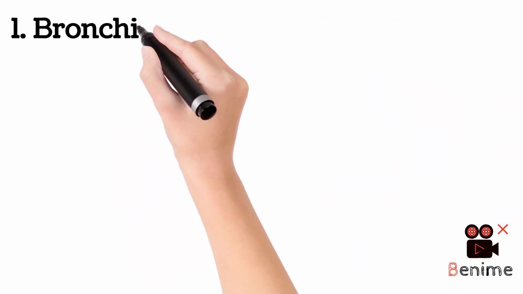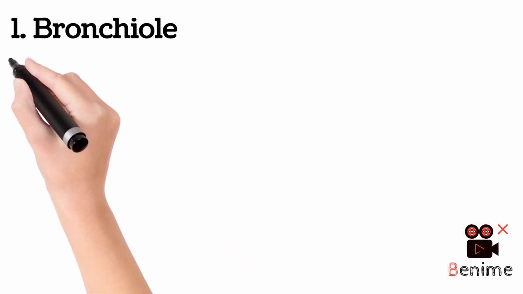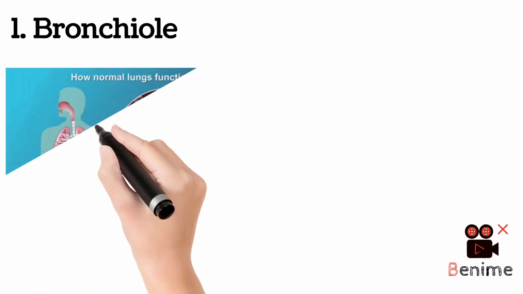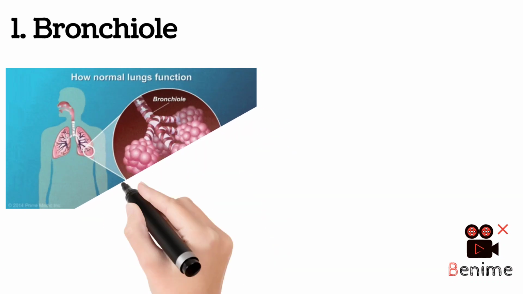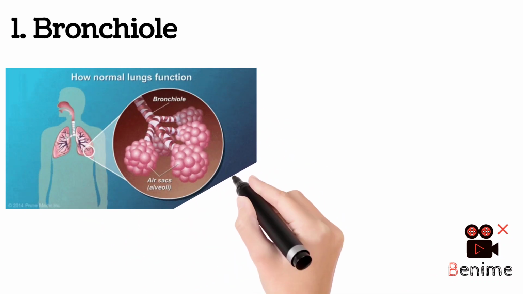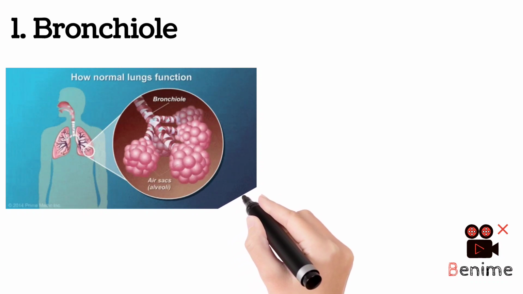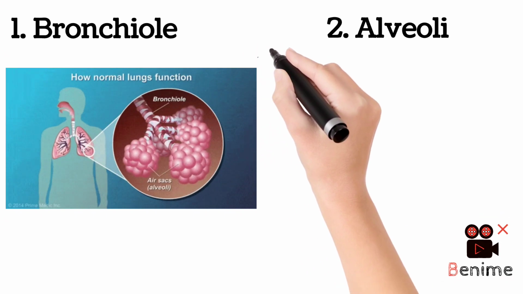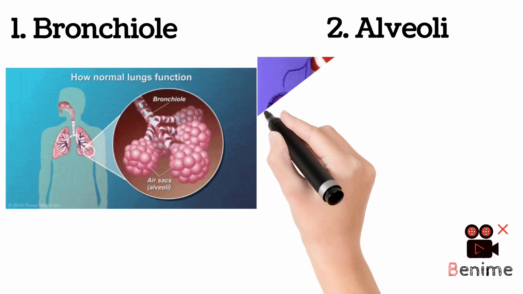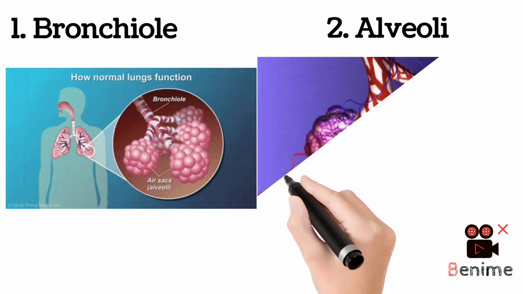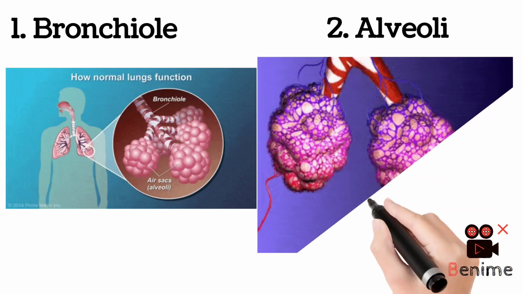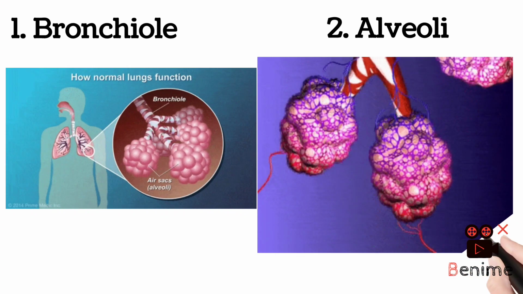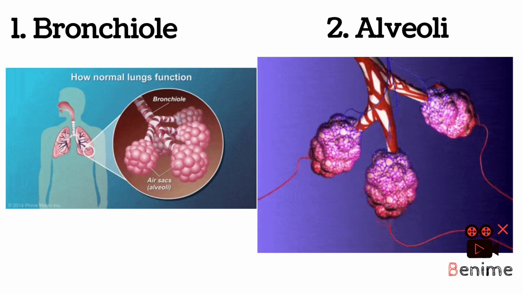First one, bronchiole. Bronchi divide into two secondary branches after entering into lung, and those branches divide again to form smaller branches. The smaller branches are known as bronchioles. Second, alveolus. Bronchioles form numerous small balloon-like air cells at their ends known as alveolus. Alveolus is the structural and functional unit of lung. It means that the whole lung is made up of alveoli. Human lung has 750 million alveoli.